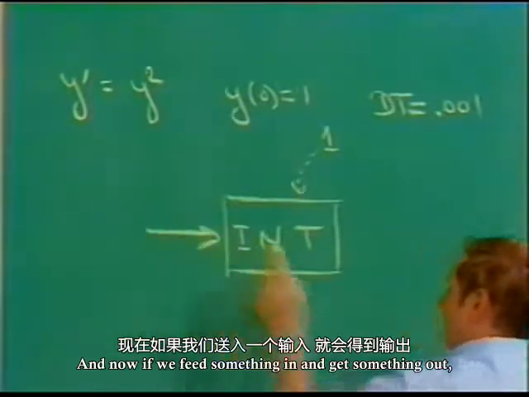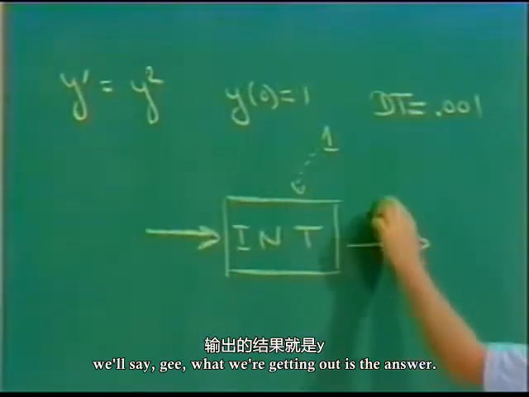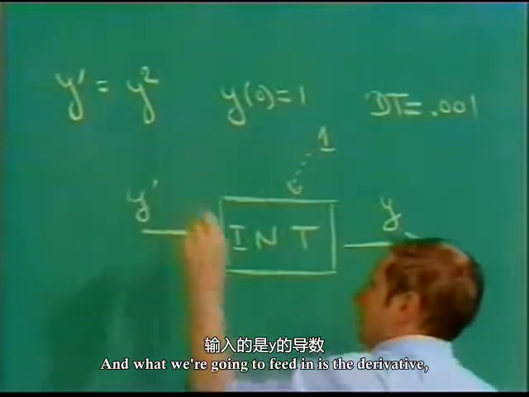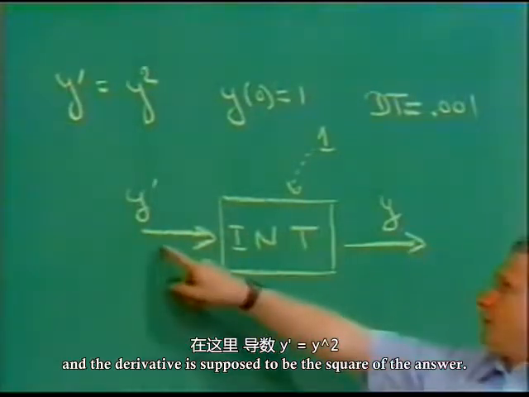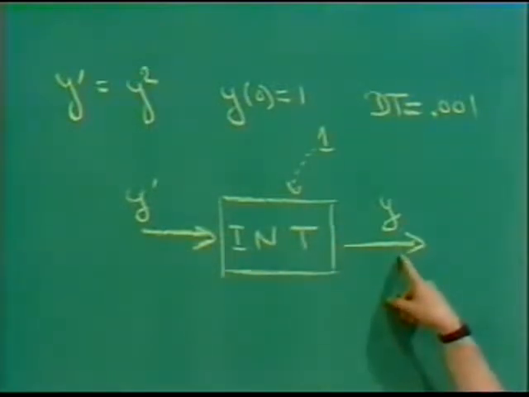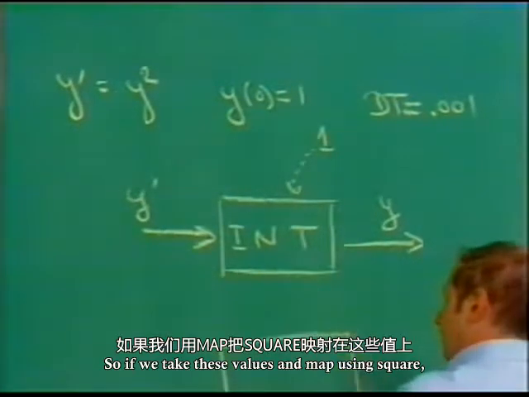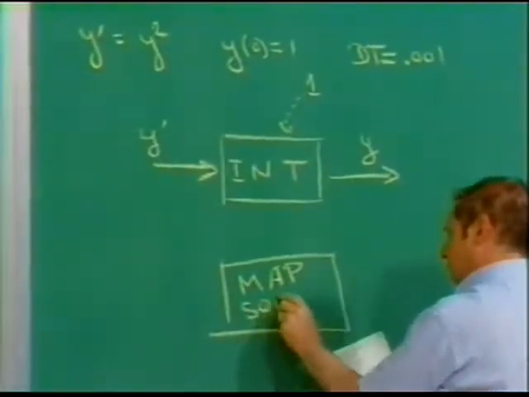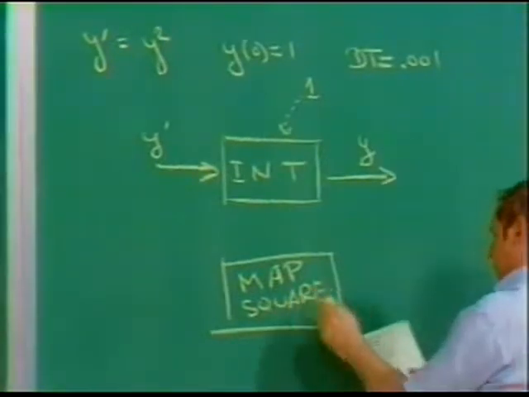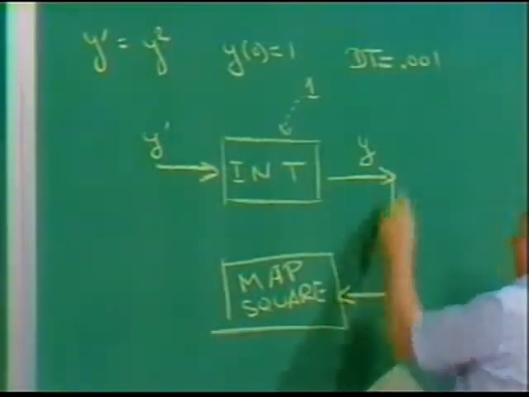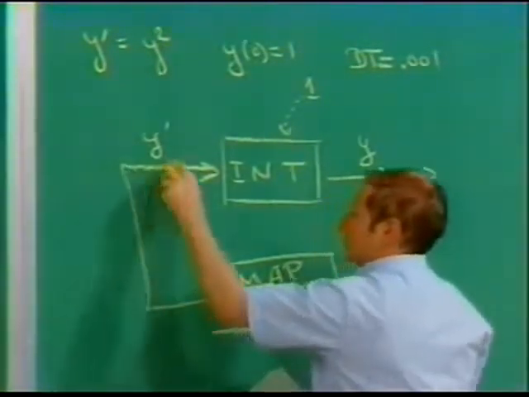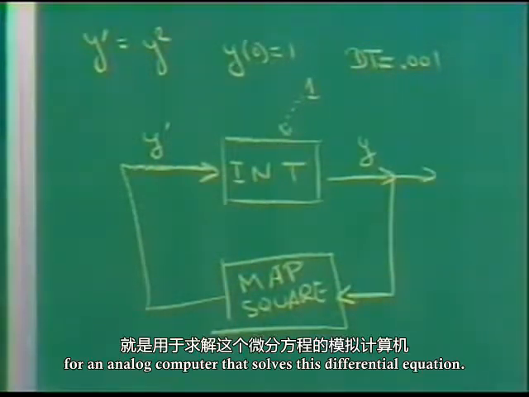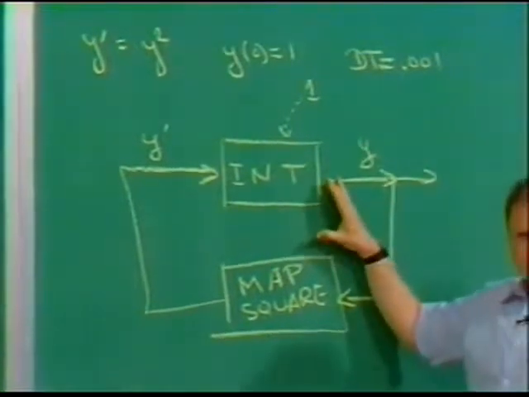And now, if we feed something in and get something out, what we're getting out is the answer. And what we're going to feed in is the derivative, and the derivative is supposed to be the square of the answer. So if we take these values and map using square, and if I feed this around, that's the little block diagram for an analog computer that solves this differential equation.